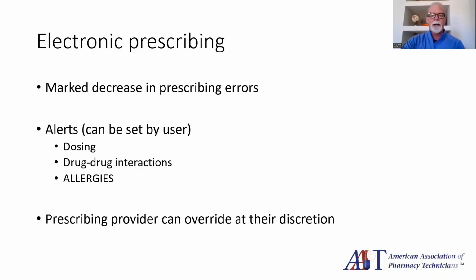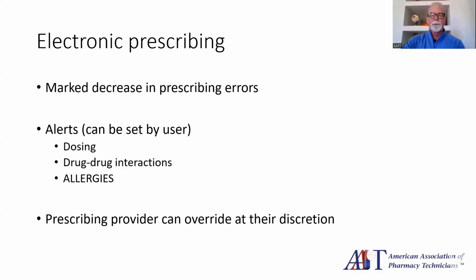There are drug-drug interaction alerts. So if there are medications in the patient's medication list, and I order a medication that might interact with one of those, I will get an alert. That's why we have computers. They're very intelligent and help us avoid these types of things. And a big alert is allergies. So it's really important to document allergies in the allergy list so that these alerts can fire.